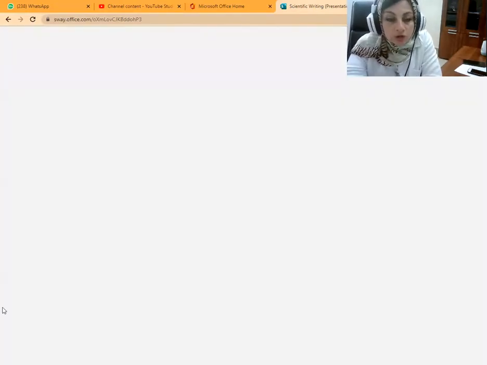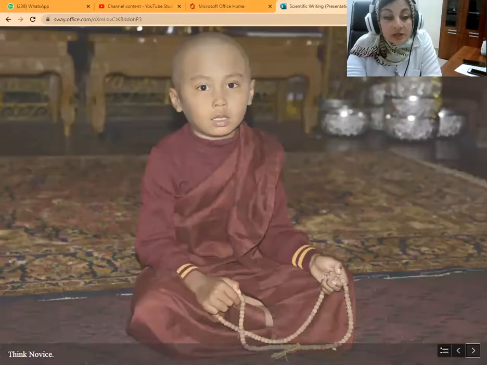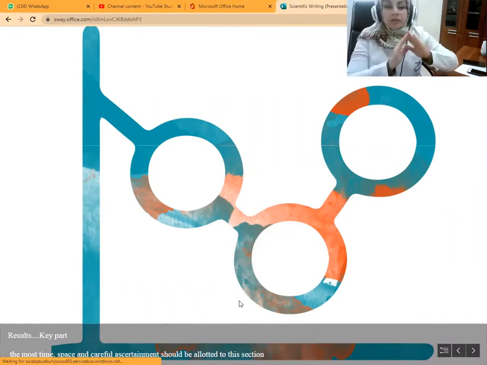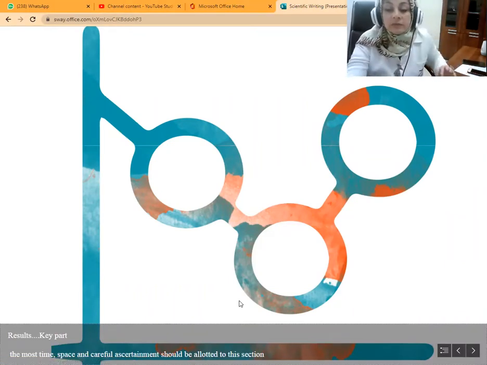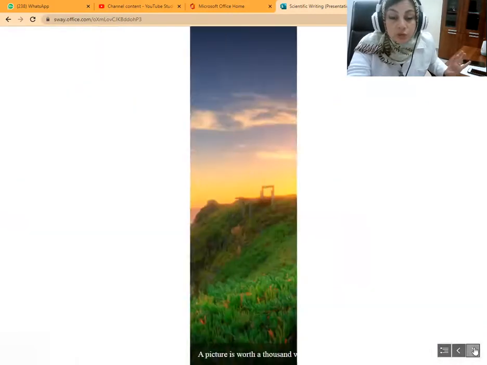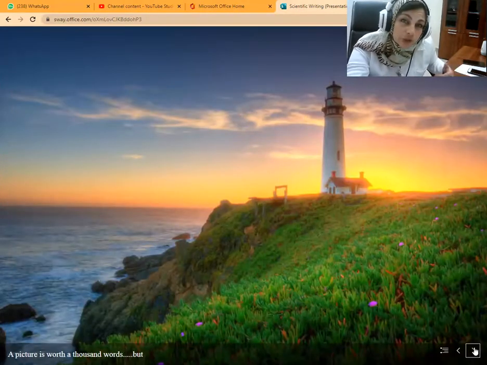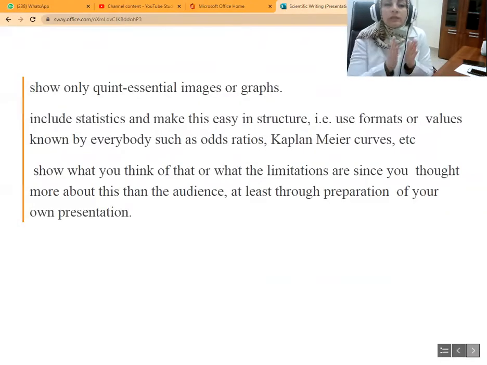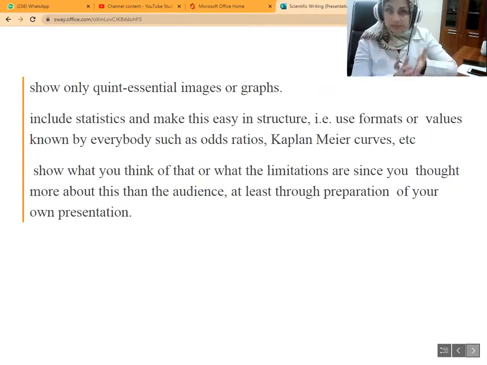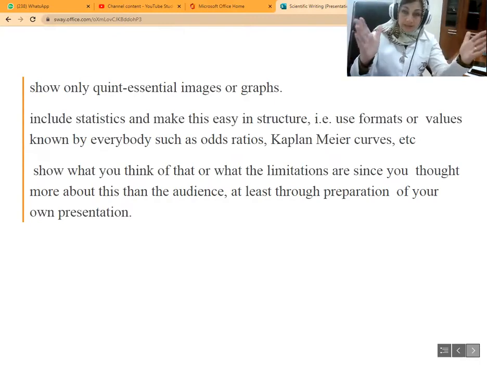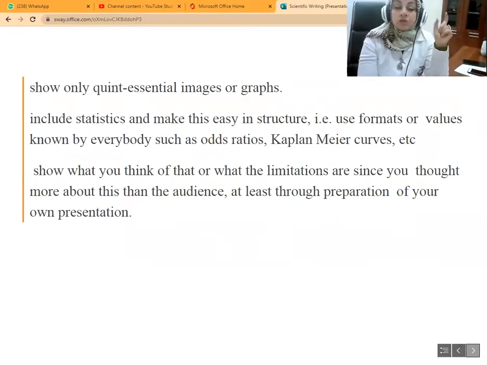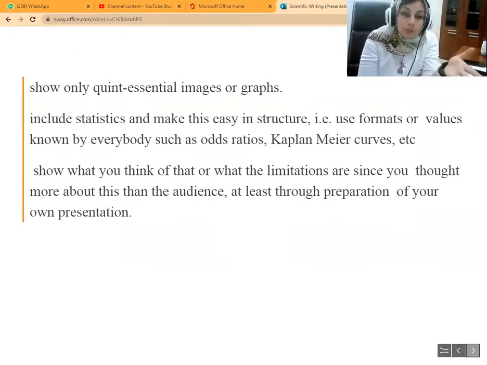Results are a key part of your presentation. They should take the most time and they should be spaced out carefully, and they should be allotted a good section in your presentation. They say a picture is worth 1,000 words, but take care. Your pictures should only be quintessential images or graphs, only the essential. They should include statistics and information, so people should look at the image and understand a lot more than you can say.